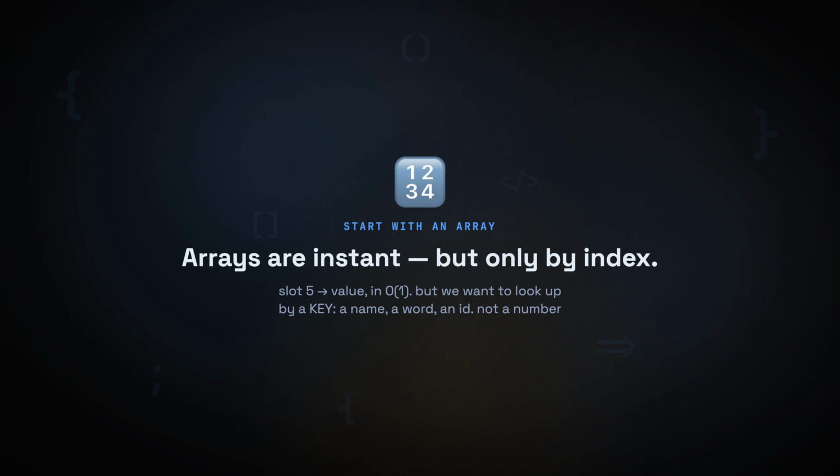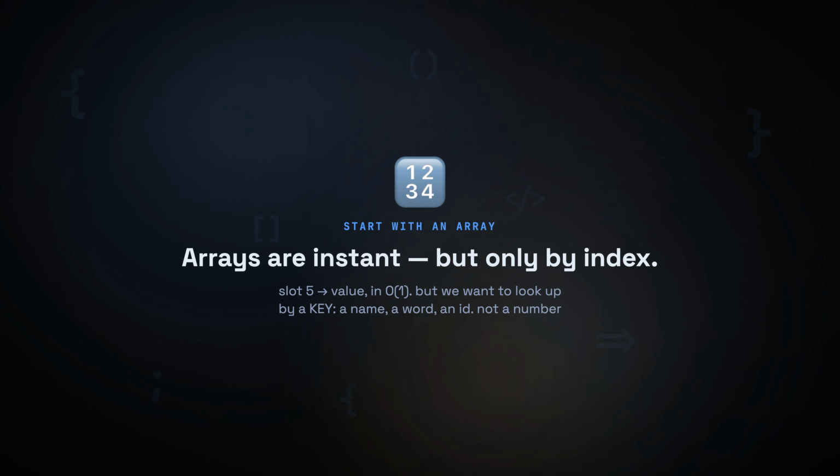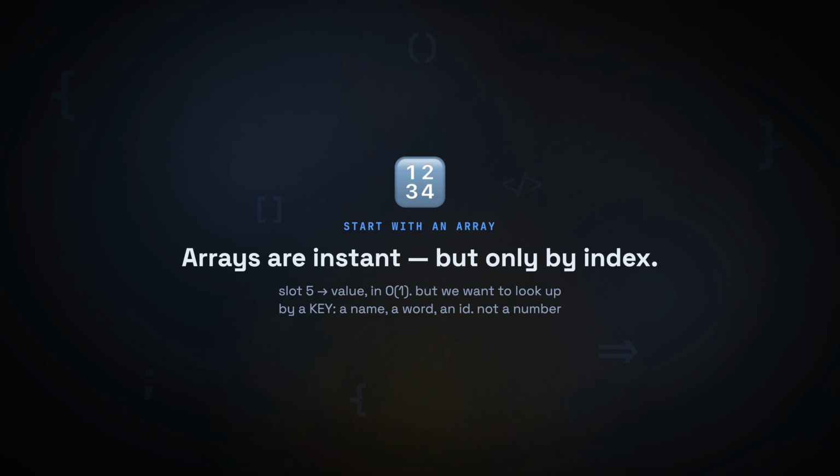To see the trick, start with what a plain array can and cannot do. An array is brilliant at exactly one thing. If you know the numeric position, slot number 5, it hands you that value instantly in constant time. But that only works for numbers. We almost never want to look things up by position. We want to look them up by a key, a name, a word, an ID. So how do we get an array's instant speed while using a key instead of an index?